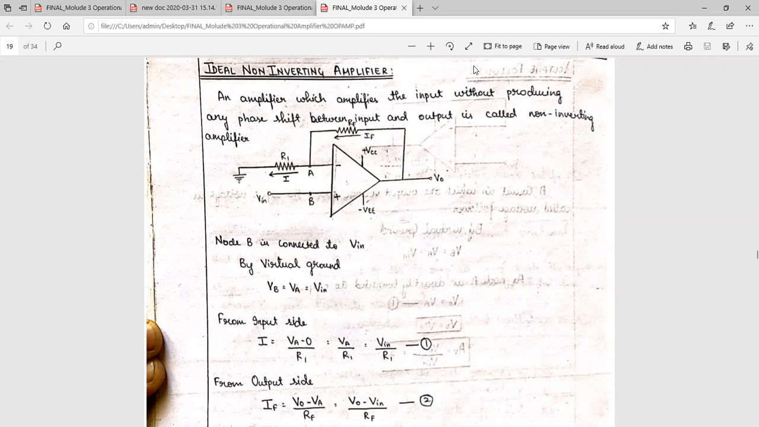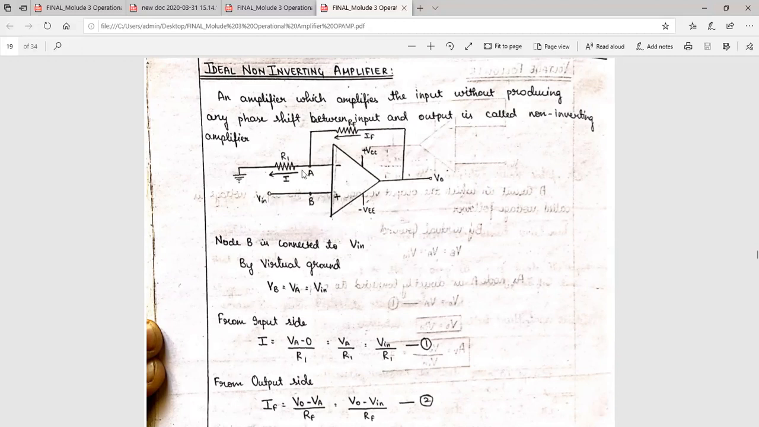So we'll see even more applications of the operational amplifier. Similar to the previous class where we had done inverting amplifiers, we will do the ideal non-inverting amplifier, which clearly indicates in the circuit you are going to give input to the non-inverting terminal, that is the plus terminal, and the inverting terminal is going to be grounded.